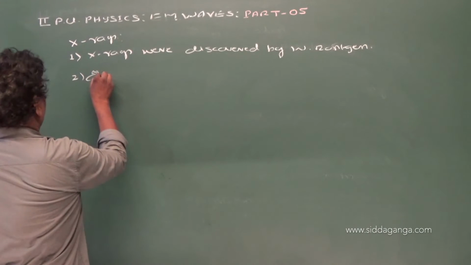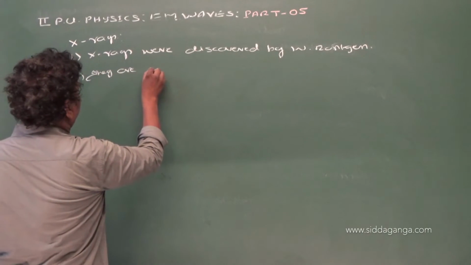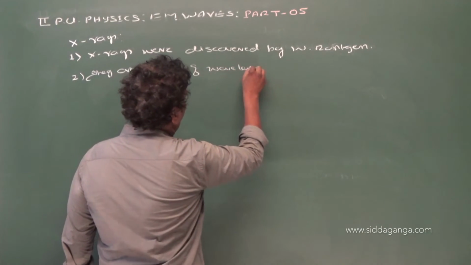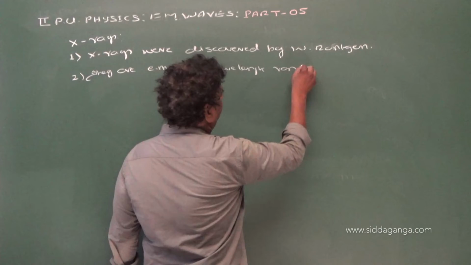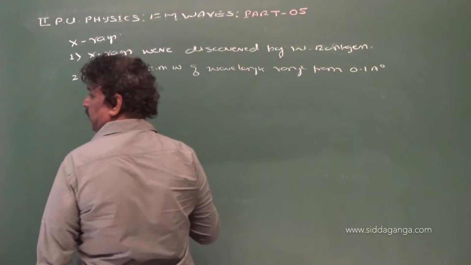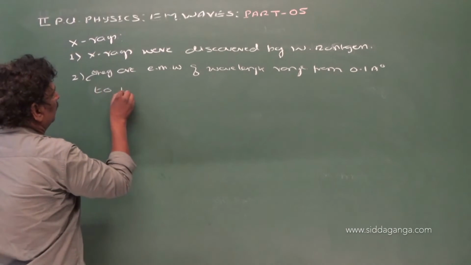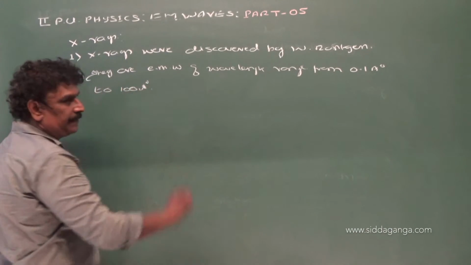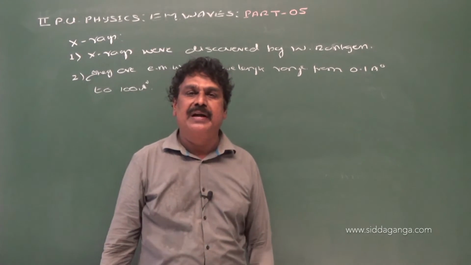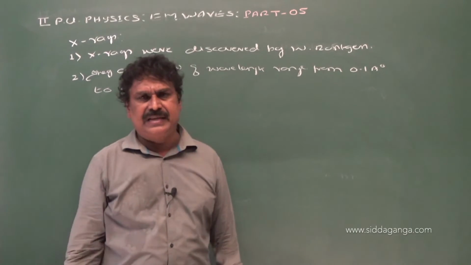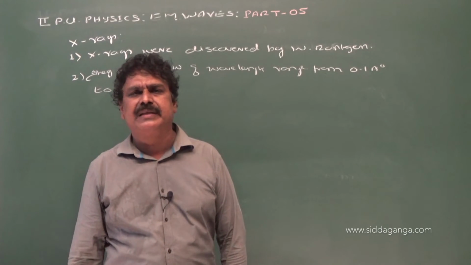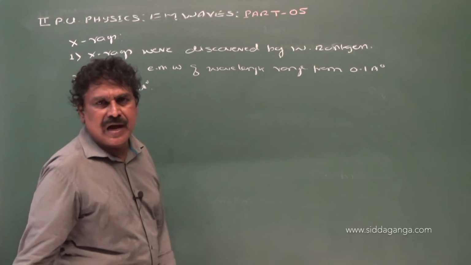Number two, they are electromagnetic waves of wavelength range from 0.1 angstrom unit to 100 angstrom. The wavelength range of X-rays is 0.1 angstrom unit to 100 angstrom unit, or X-rays are those electromagnetic waves having the wavelength range from 0.1 angstrom unit to 100 angstrom unit.